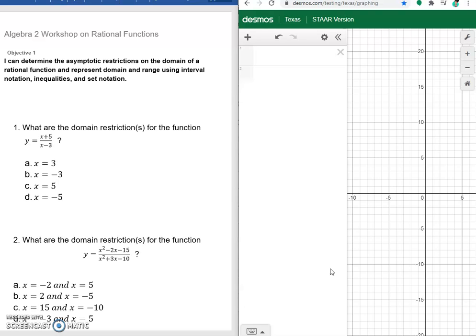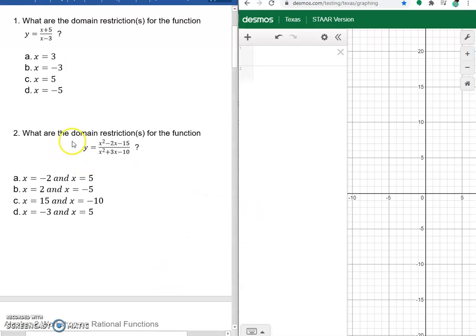What are the domain restrictions for the function y equals (x plus 5) over (x minus 3)? Okay, we don't need Desmos for this one. We just have to understand that in a fraction, a zero denominator is not permitted. So your restriction here is that if x becomes 3, then that denominator will become 0. So that is your restriction, that x must not be equal to 3. So in this case, x equal to 3 is your restriction.